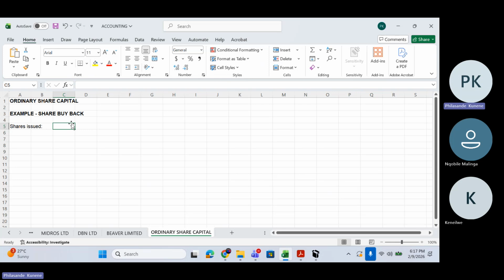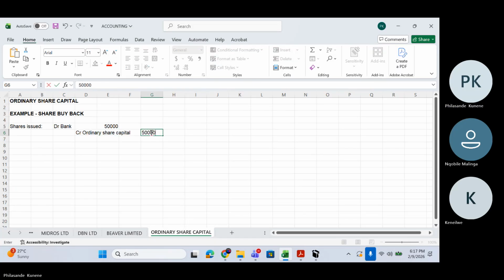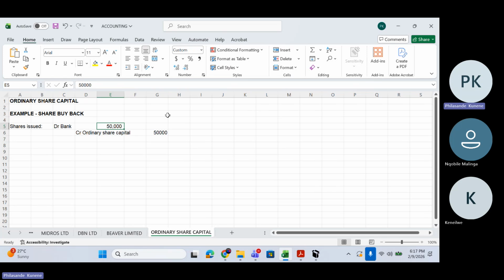And then when we're receiving cash, I'm going to debit bank, right? I'm going to debit bank, and then what am I going to credit? I'm going to credit ordinary share capital, because I am issuing shares as the company. So this is the journal entry that I'm expecting to process whenever we issue shares.